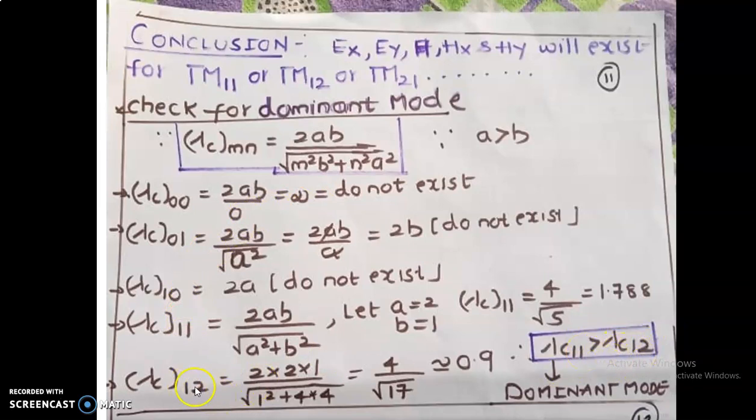Obviously if you go for 2 2, 2 3, 3 2, 4 2, it's a small homework part. You apply some values, definitely you can see that lambda c11 is always greater than the remaining modes. So now what is the dominant mode in TM? Lambda c11 is the dominant mode, or simply I can say that TM11 is the dominant mode. I hope you have understood.